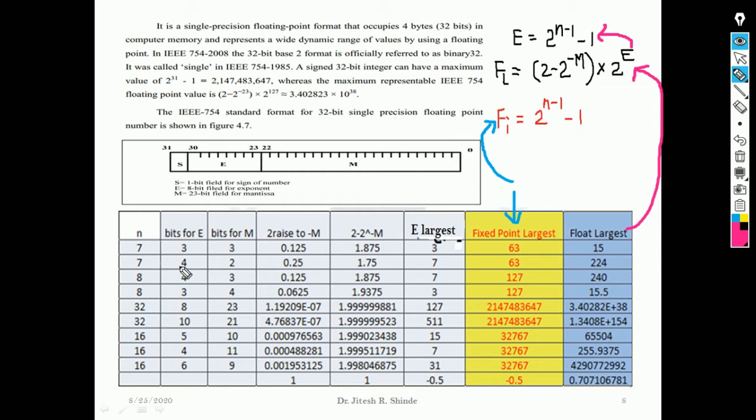N equal to 7 again: in fixed point, the largest value is 63. Now in floating point, the number of bits allocated for the exponent part is 4 and for the mantissa part is 2. The largest number we now get is 2 to the power 4.